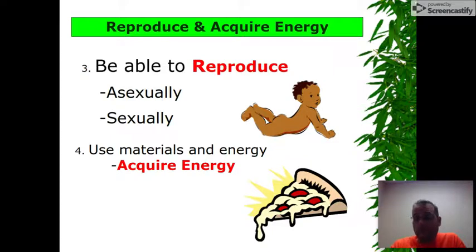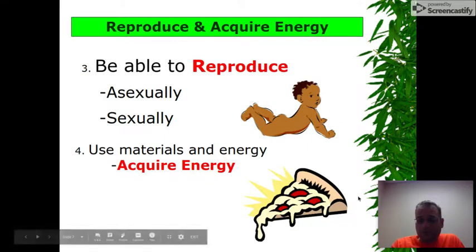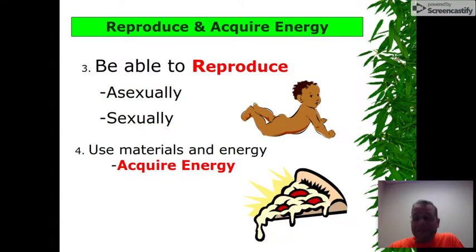Fourth characteristic of life is going to be acquire energy. So we have a picture of a pizza here. Acquiring energy for most animals would be either eating a plant or eating another organism that has eaten plants. We'll talk about that a little later in ecology in a couple of units. But for the most part, it's going to be eating food. If you're a mushroom, you're going to break down food. If you're a detritivore or decomposer, you're going to eat dead things. And we'll talk a little about that in the future.